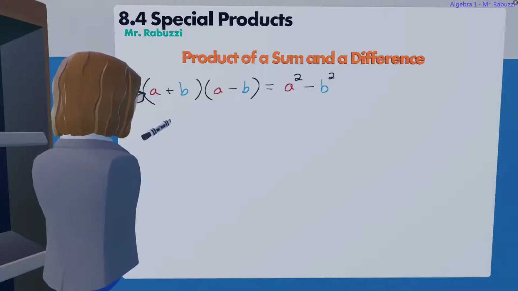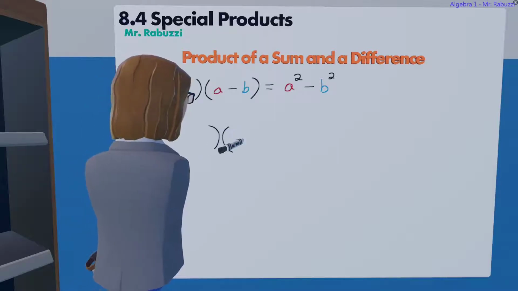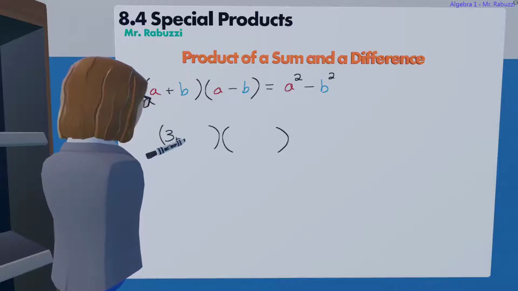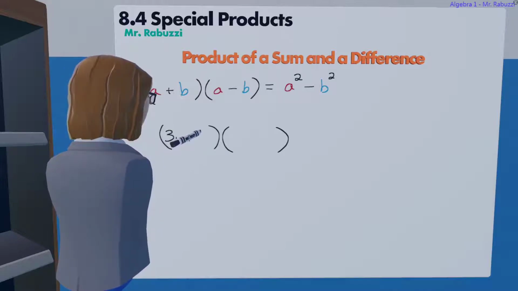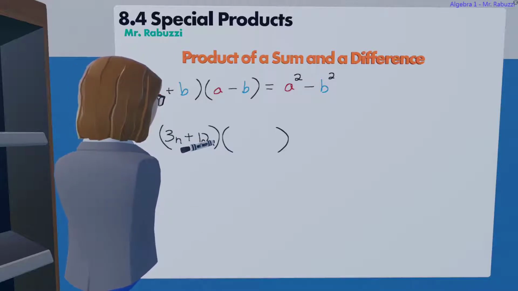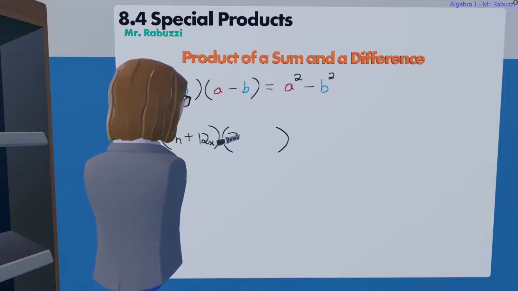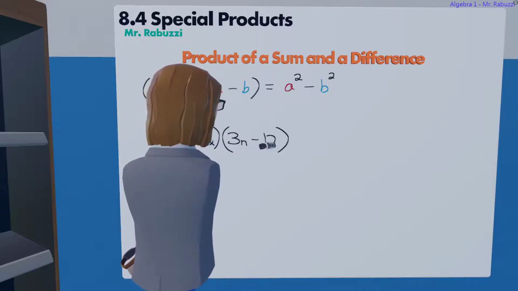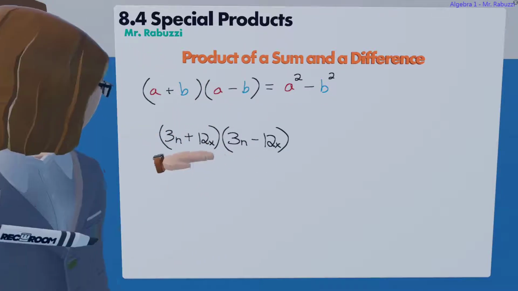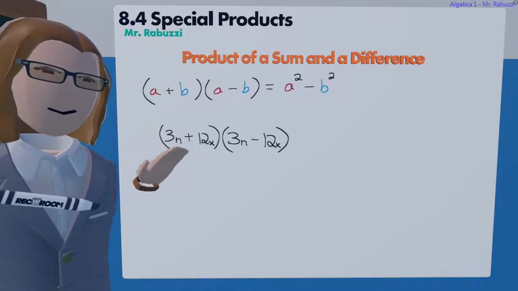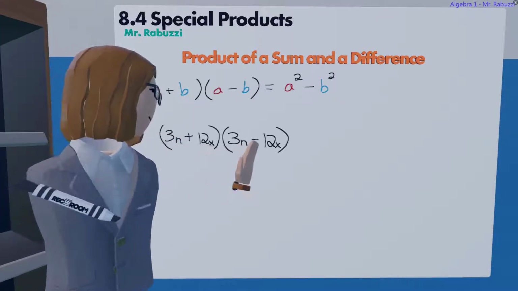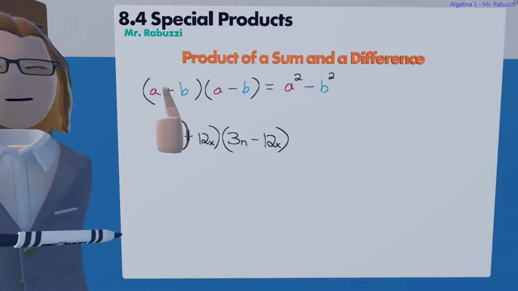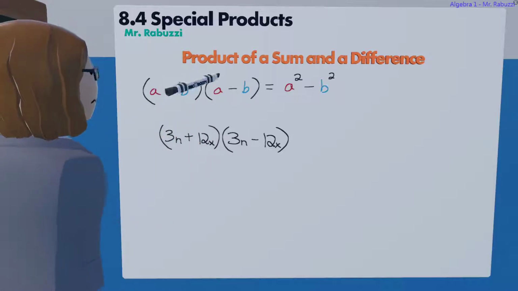Well, here's an example of what it could look like. Right, we're going to have two things multiplying together. Over here, we've got 3n plus 12x. And over here, we've got 3n minus 12x. So look at each of them. They're the same, except this one's plus and this one's minus. So if they're exactly the same like this, except for plus and minus, we're good to go, okay? That's going to be the product of a sum and a difference.